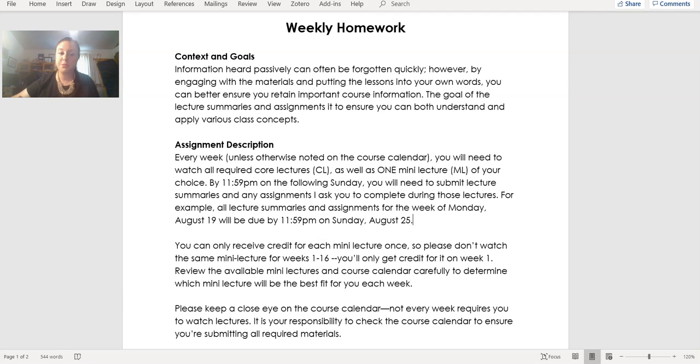So what's the difference between core lectures and mini lectures? Well, core lectures speak to course content that is directly tied to course outcomes and goals, whereas the mini lectures reflect topics that students will come into English 2010 demonstrating different levels of mastery of.